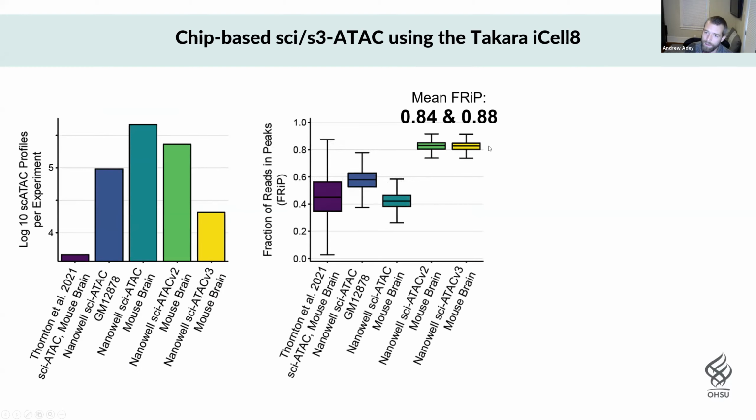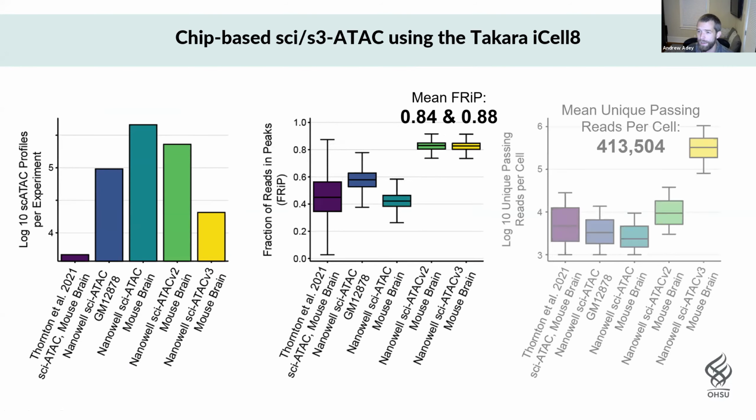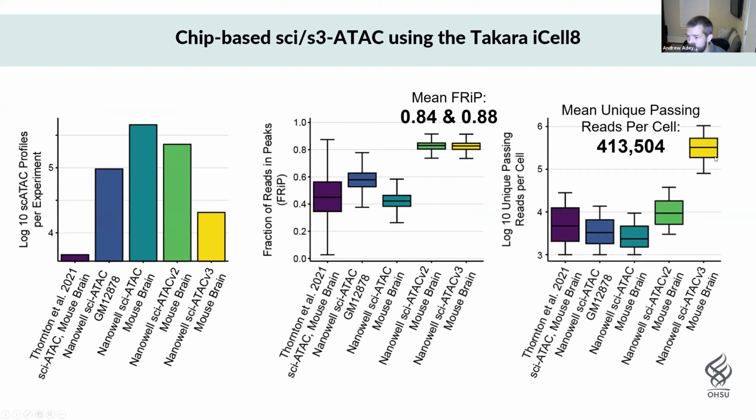So the mean fraction of reads in peaks is over 80%, approaching 90% in one of these. So this is just extremely high for ATAC data, meaning it's extremely clean, high quality data. But what was also exciting is the mean unique passing reads per cell was even better than our published S3 ATAC data, where we're over 400,000 unique passing reads per cell. And the vast majority of those reads, almost 90%, are actually in peaks. So we were very excited about this new data set.